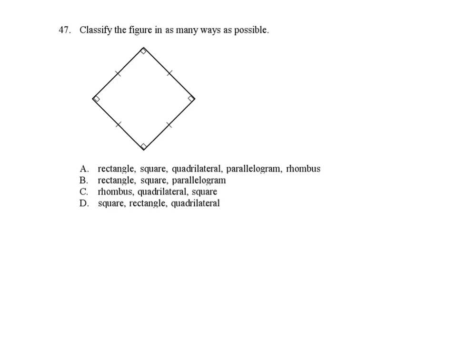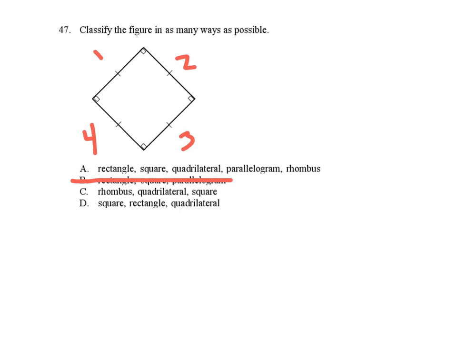All right, number 47 says classify the figure in as many ways as possible. The first thing I noticed about my figure is it has 1, 2, 3, 4 sides, which means it has to be a quadrilateral. So I'm going to go ahead and cross off anything that does not have quadrilateral in it, which gets rid of B.